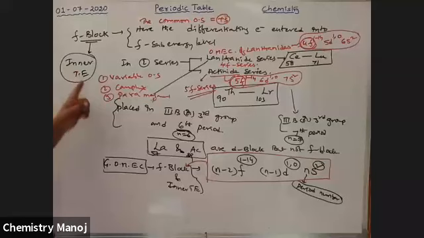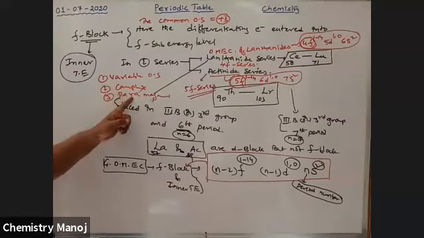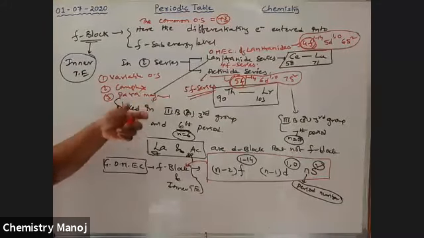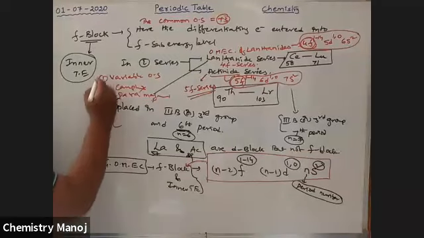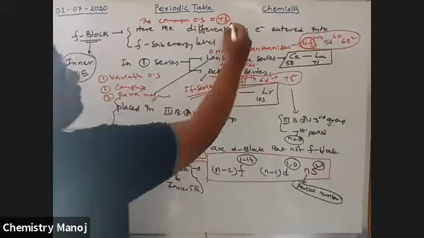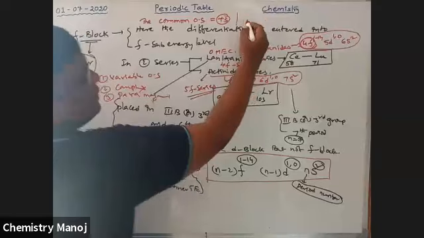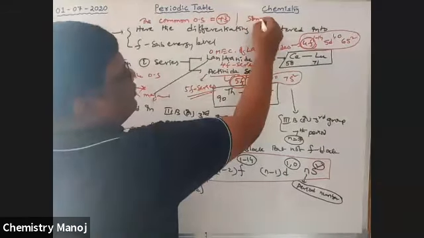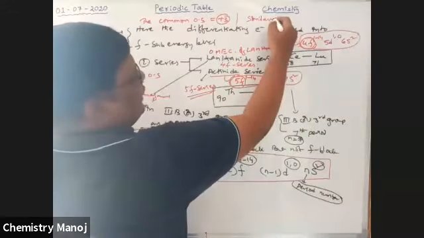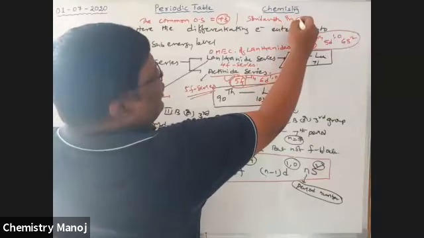Okay, inner transition: variable oxidation state, complex compounds. There are similarities in their properties. Here, our f block elements have similarities in their properties.